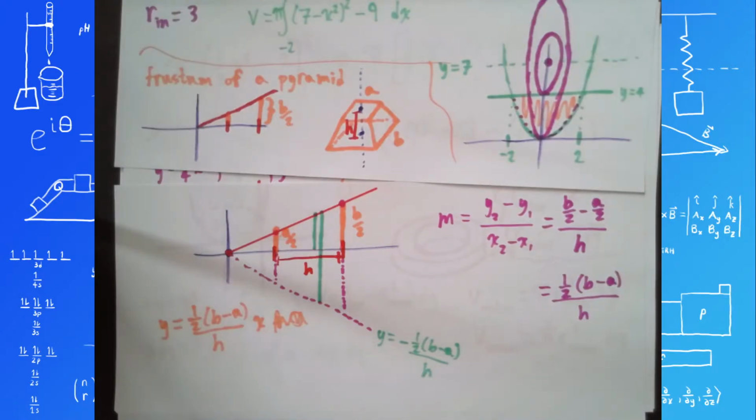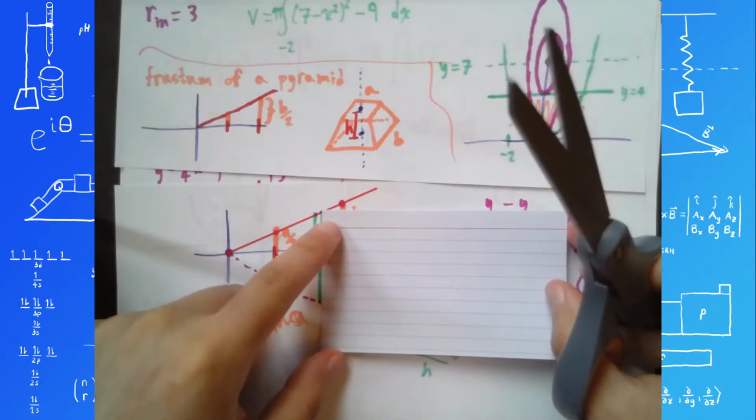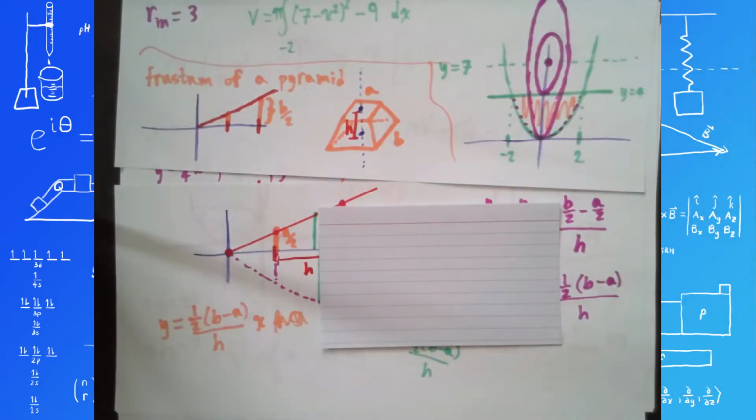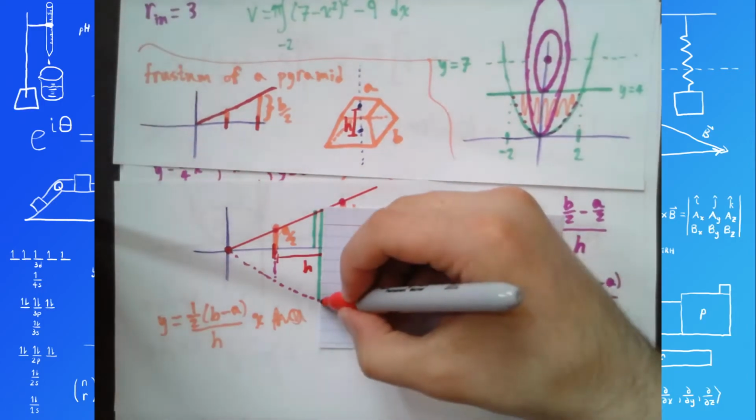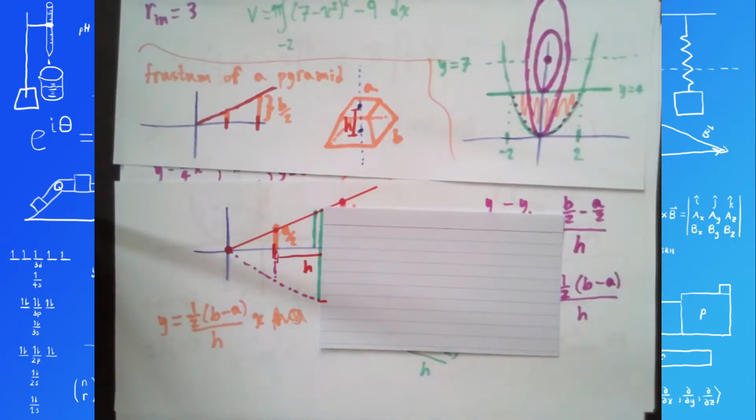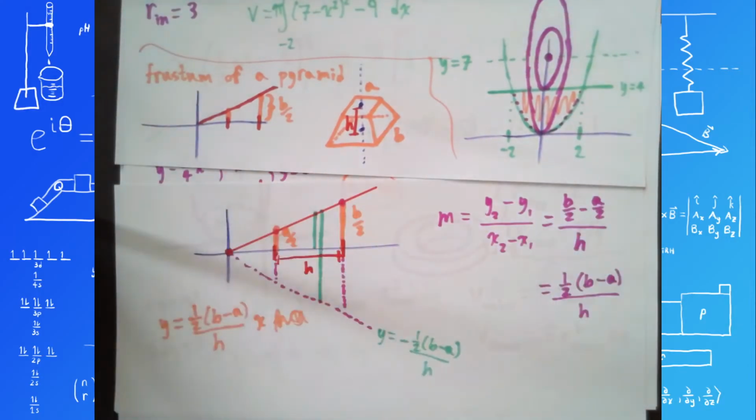Let's see. So I want it to align with that. So let's mark here. And I'll try to get it as close to square shaped as possible, but whatever happens, happens. Okay, let's see. Yeah, that looks kind of square shaped.